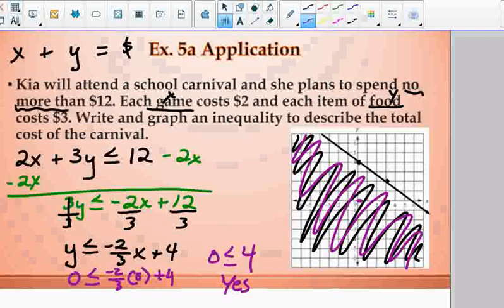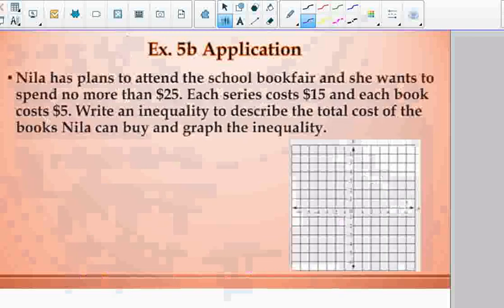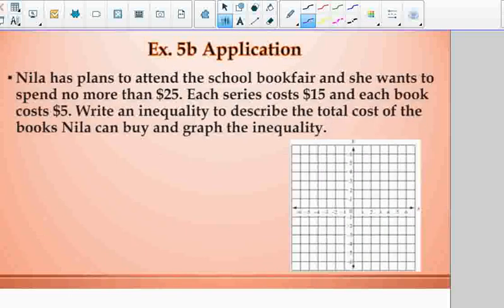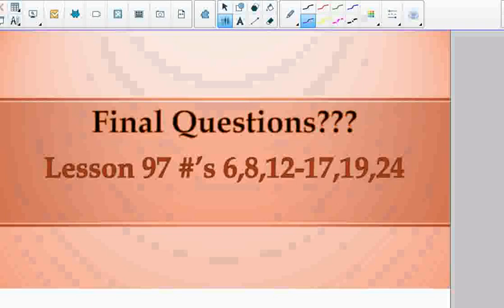If you want to test one out yourself, you may work on example 5b. Otherwise, your assignment for next time is lesson 97, 6, 8, 12 to 17, 19, and 20.